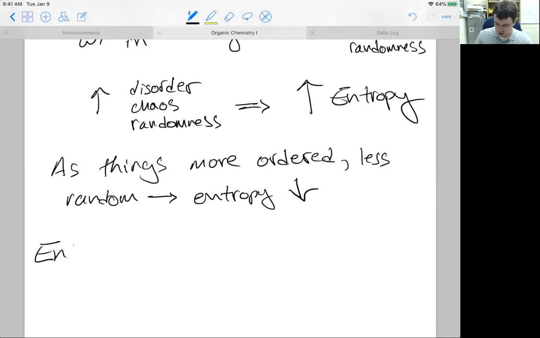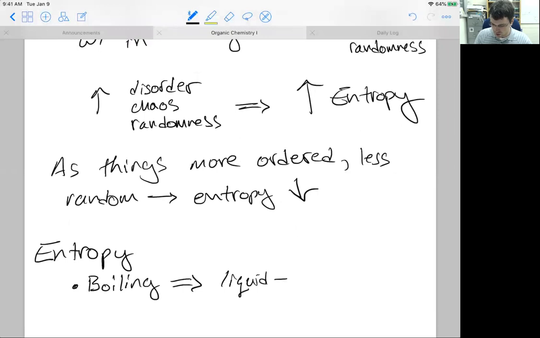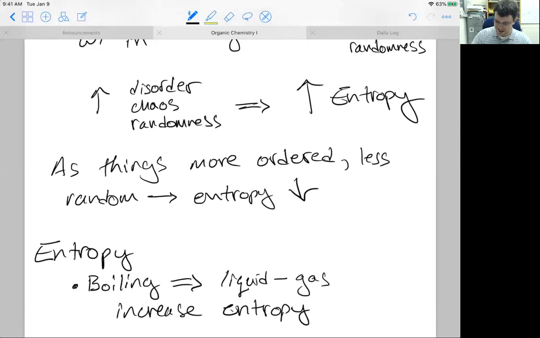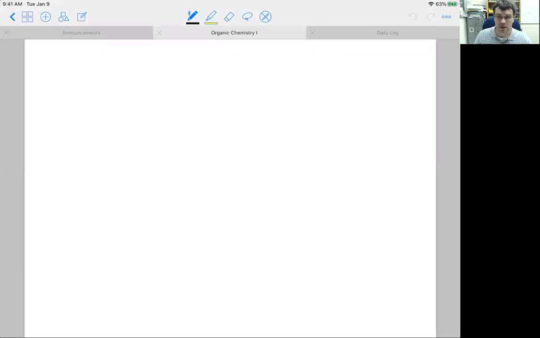So within chemistry, we can picture a few chemical events and think about their entropy. So what about phase transitions like boiling? Boiling, as you go from a liquid to a gas. Boiling or sublimation, anytime you go from a condensed state, which is a liquid or solid, to a gas state, you are going to increase entropy. So just looking at the physical state of matter can give you some indication whether we're thinking about increasing or decreasing entropy.